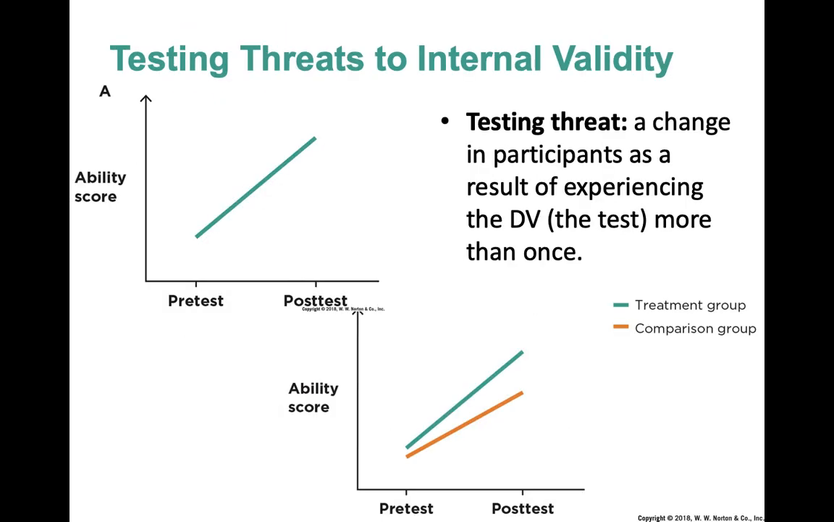So there's a couple ways to prevent a testing effect. The first is not to use a pretest. So if people get better because of a practice effect, don't give them the ability to practice. Or if they get tired due to a fatigue effect, don't give them the opportunity to get fatigued. You can just do a between subjects design or an independent groups design, randomly assigned to condition, and then only measure the dependent variable once. So that would be a post-test only design. That would get around a testing threat.